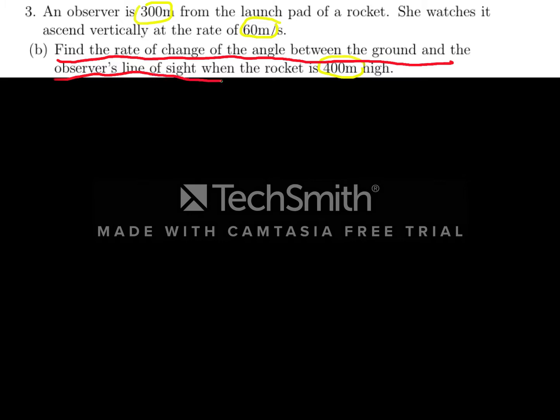And then boxing our math terms. Again, we have distance, so that's from the launch pad. That's going to give rise to a variable. It's ascending vertically at a rate, so that's our derivative. We want to find the rate of change of the angle between the ground and the observer's line of sight. So there's all our key ideas.